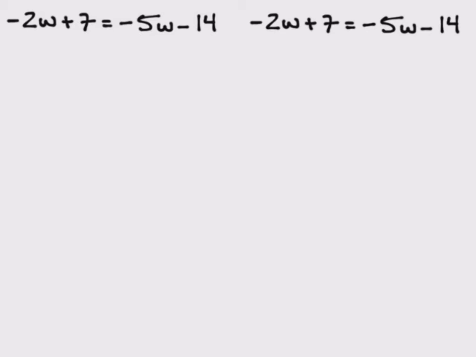For the first approach, let's try to collect all of our w's on the left-hand side of the equation and all of our constant numbers on the right-hand side of the equation. I think we should begin by adding 5w to both sides. Of course, we don't know what w is, we don't know what 5w is, but it is a number, so as long as we add that same 5w to both sides, that's an okay thing to do.